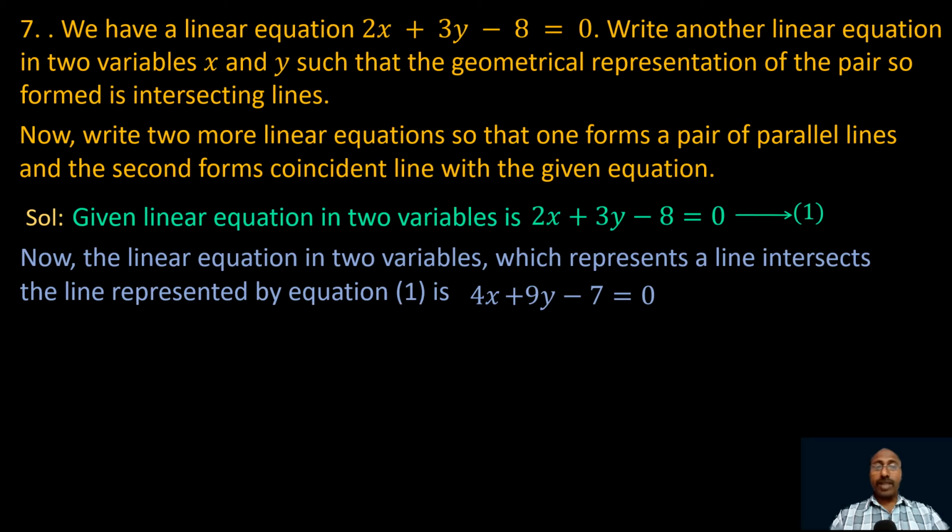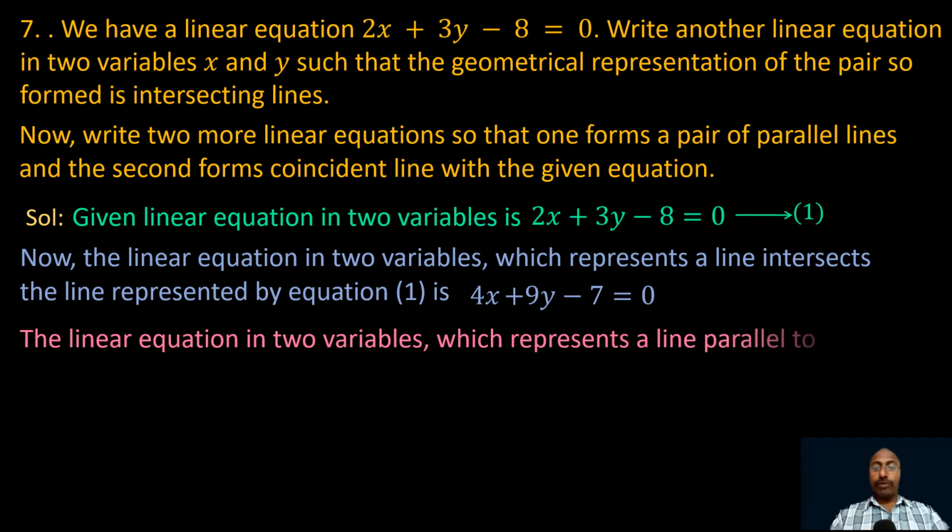And now let's write the linear equation in two variables which represents the line parallel to the line represented by the given equation. Okay, so the linear equation in two variables which represents a line parallel to the line represented by equation 1 is, so we know that the ratio of corresponding coefficients except constants is equal in the lines represented by parallel lines, that is a1 by a2 is equal to b1 by b2.